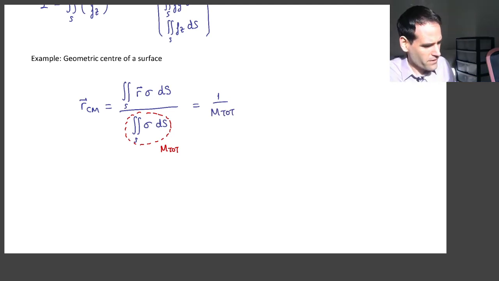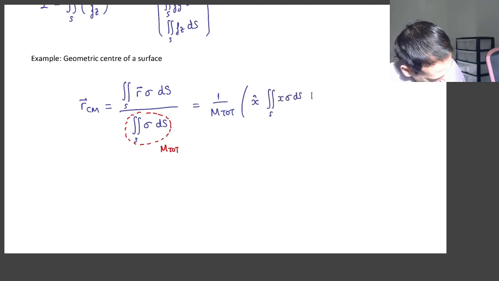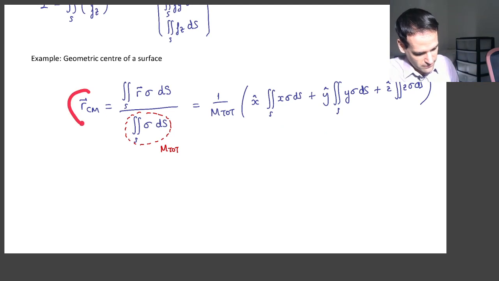And now you have to do the different integrals for the different components. So this would be the surface integral of x times sigma dS plus y hat times the surface integral of y times sigma dS plus z hat times the surface integral of z times sigma dS. Okay, and this is indeed a vector which gives you the different components of the center of mass.